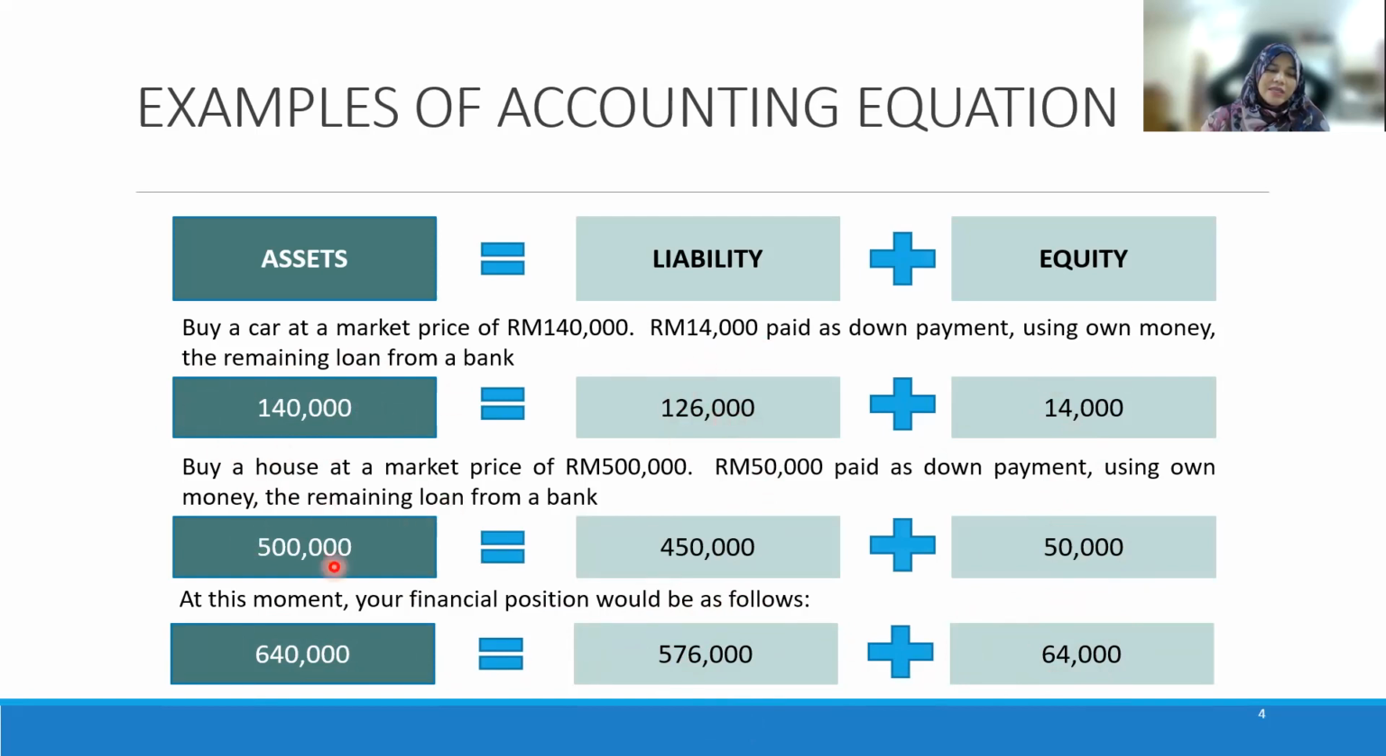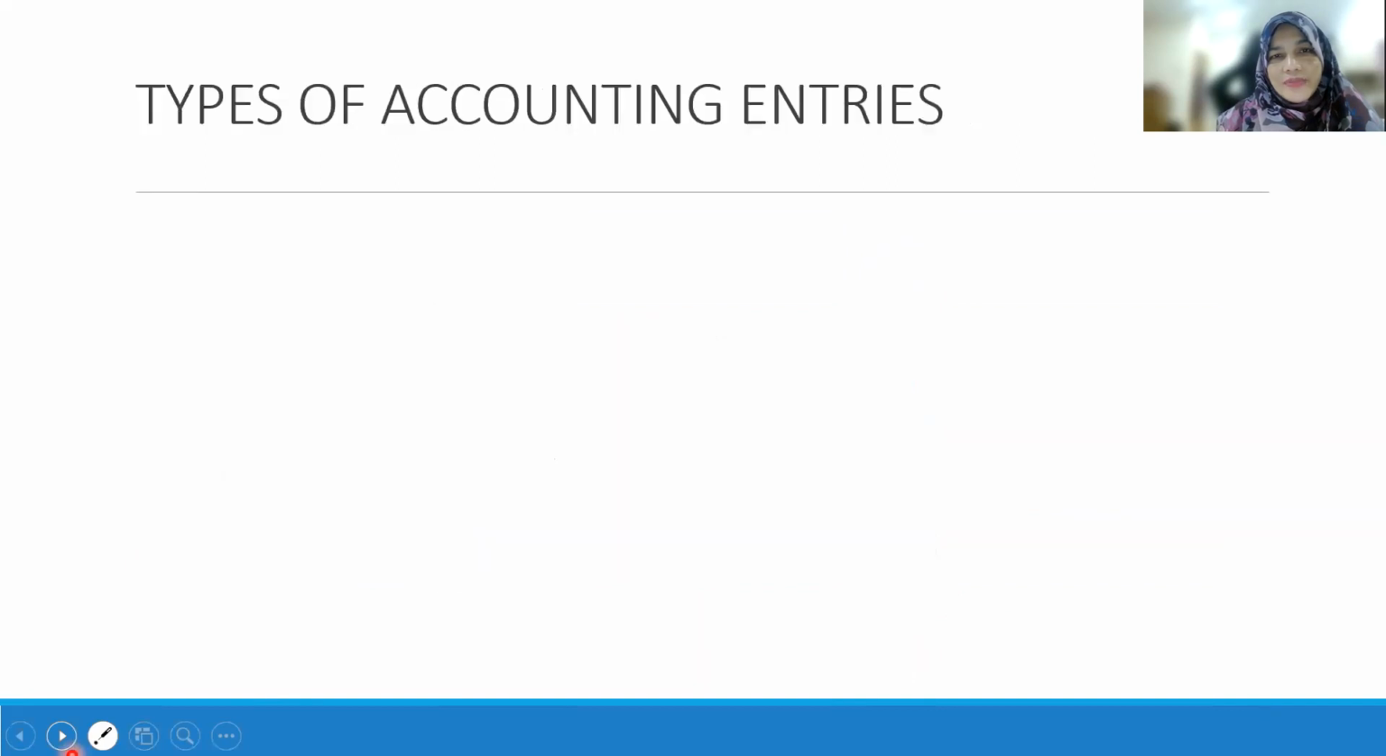And when you buy the second item, you will always reflect it in the equation of asset equals liability plus equity. So when you add up all the transactions, it will still show that assets always equal liability plus equity. So every time you make a transaction in business, it will be reflected in the accounting equation.